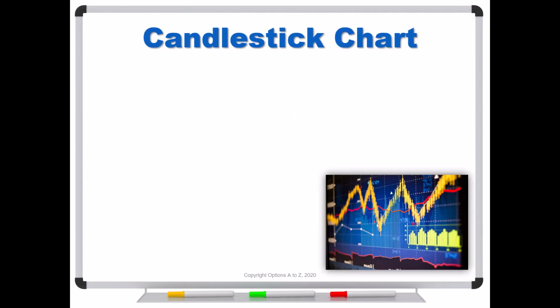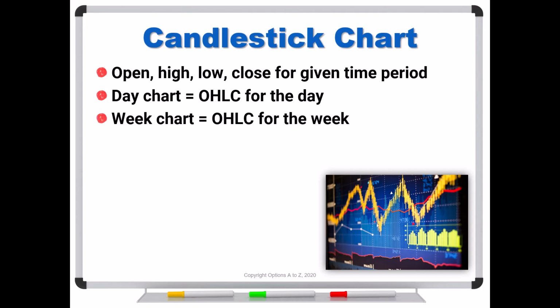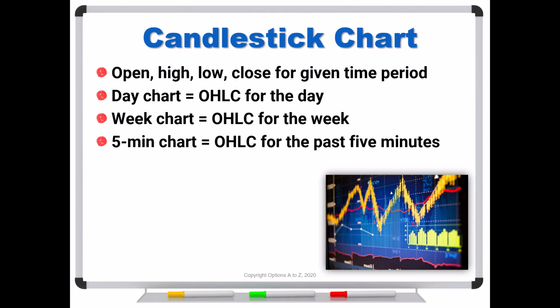So a candlestick chart simply gives you the open, high, low, close for a given time period. For example, if you're looking at a day chart, you are looking at the open, high, low, close for that trading day. If you're looking at a week chart, it's the open, high, low, close for the week. If you're looking at a 5-minute chart, it's the open, high, low, close for the past 5 minutes. Of course, in a 5-minute chart we don't really have a closing price, but it would be the last trade during that 5-minute window.